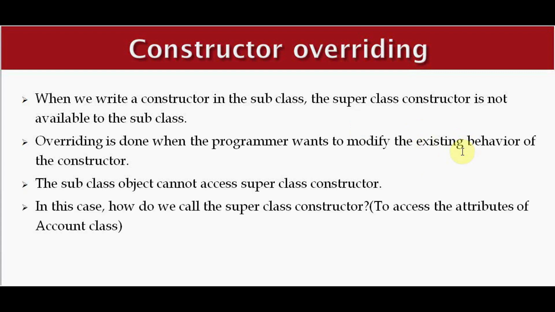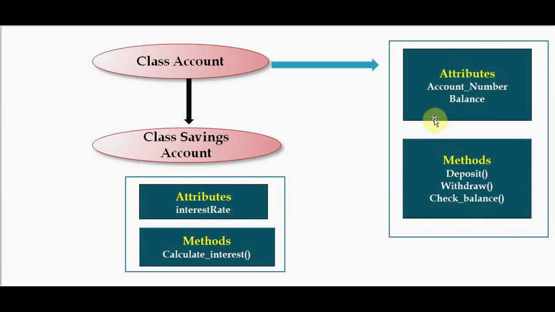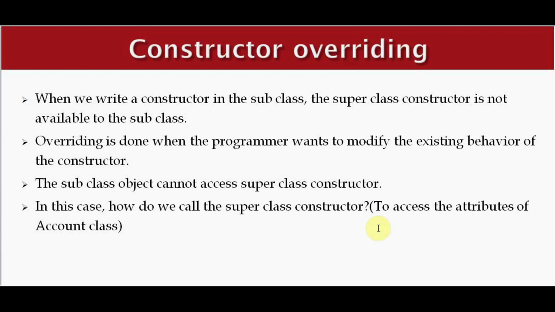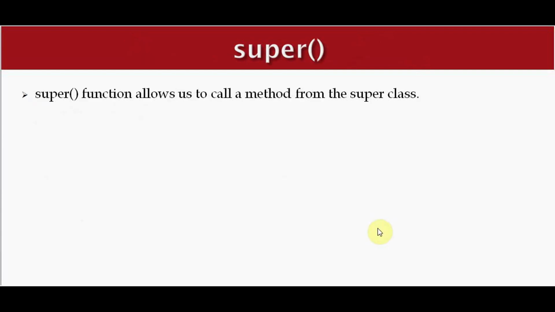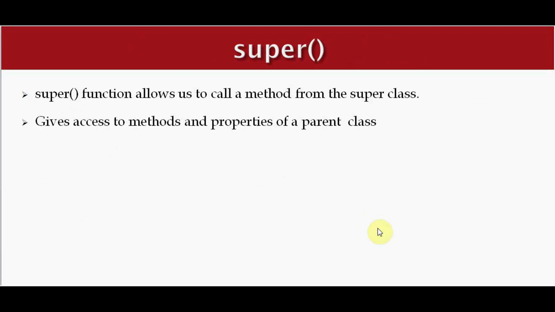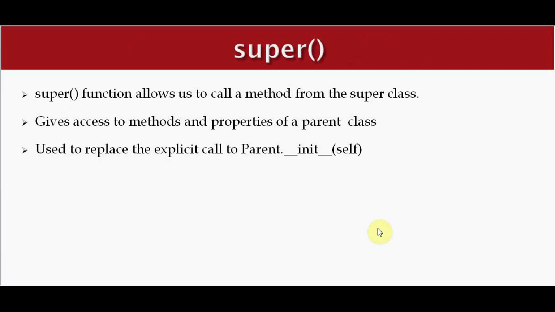But what if we need to call the superclass constructor? In our example, we need to access the other attributes of the account class. So here we need to access the account number and balance apart from the interest rate. So in that case, we go for a special function called the super function. This super function allows us to call a method from the superclass. That method can be the init method or any other method. So it gives access to methods and properties of a parent class.